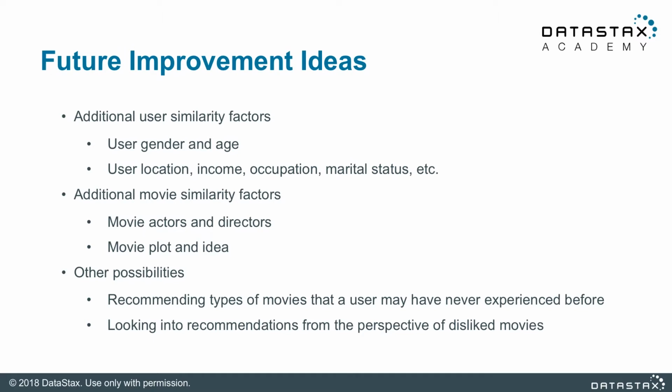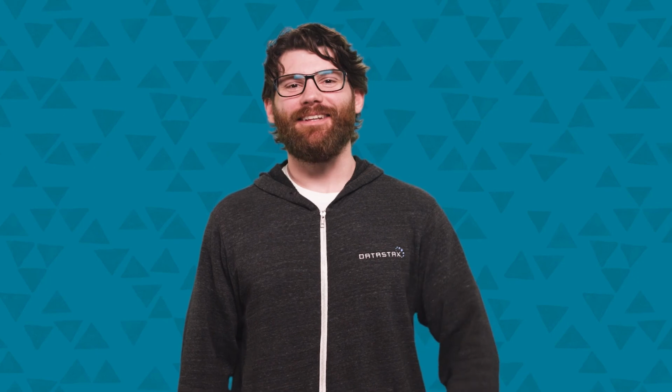You could look at incorporating other user similarity factors and additional movie similarity factors. You could also modify this traversal so it helps users branch out into other genres that they might be likely to enjoy. You could consider a more sophisticated scoring system that considers movies a user disliked or possibly didn't finish watching. With all these tools and concepts in mind, I think you're ready to give it a shot for yourself, so go check out the exercise.